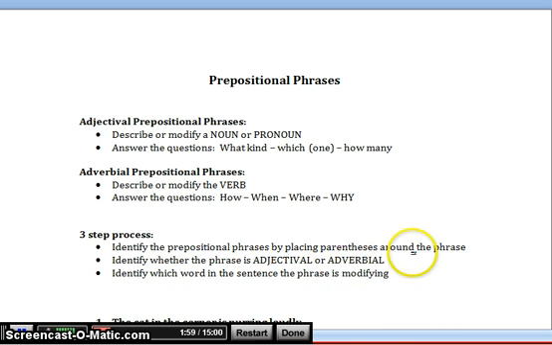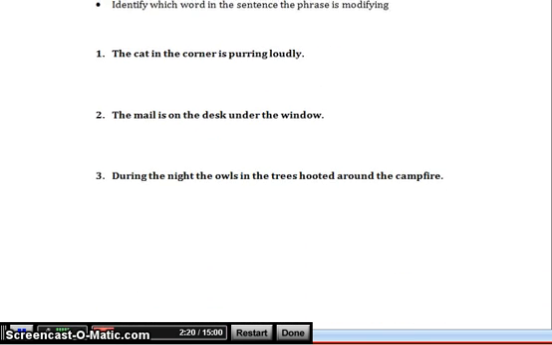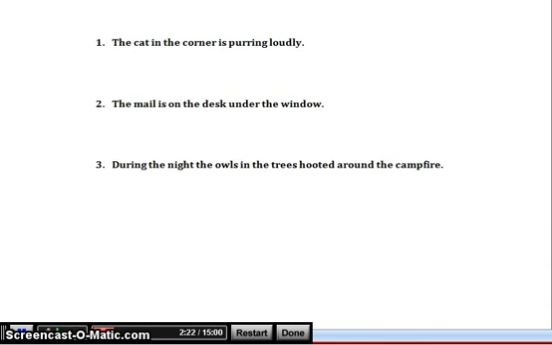For each prepositional phrase in a sentence, there is a maximum of 3 points to earn: 1 point for identifying the prepositional phrase with the parentheses, 1 point for telling me whether it's adjectival or adverbial, and 1 point for telling me which word it modifies in the sentence. So let's go ahead and do a couple of examples, and then I'm going to let you get started on the homework.